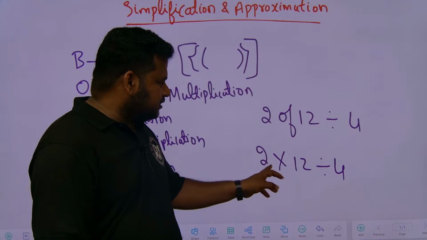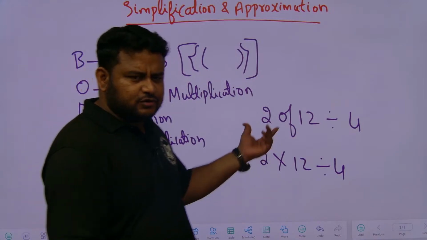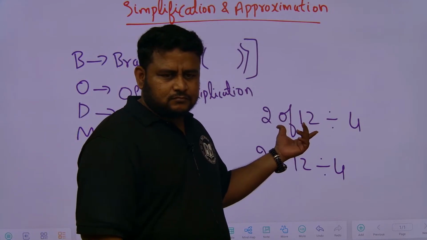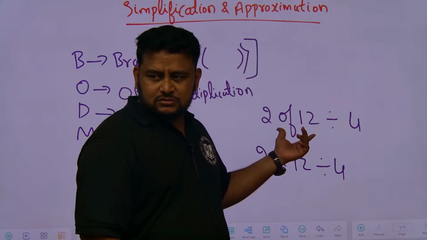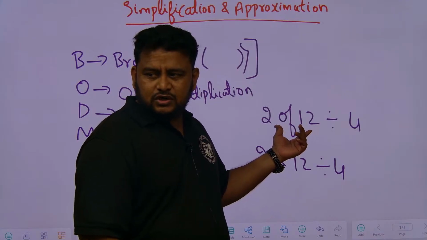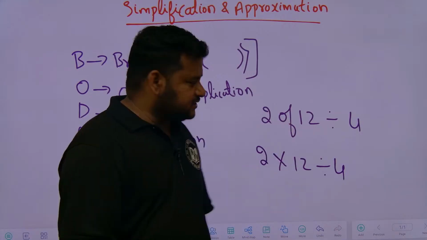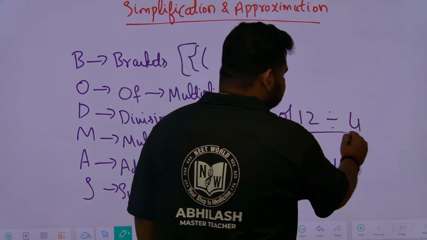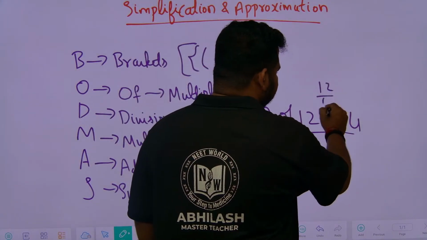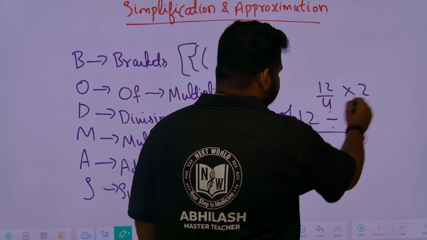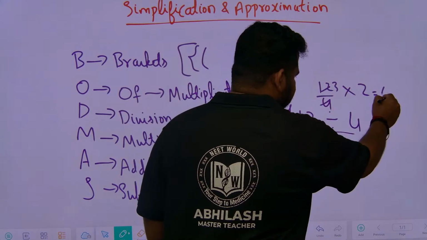So you will get 6. First, what did you do here? 2 into 12. See, basically what they will do, they will think division is there, so first they will do 12 divided by 4 and then they will do multiplication. 4 ones are 4, 4 threes are 12. Here you got the same answer, fine.